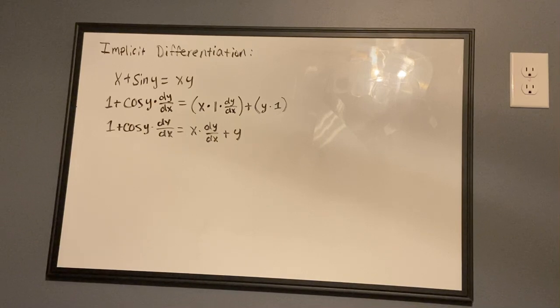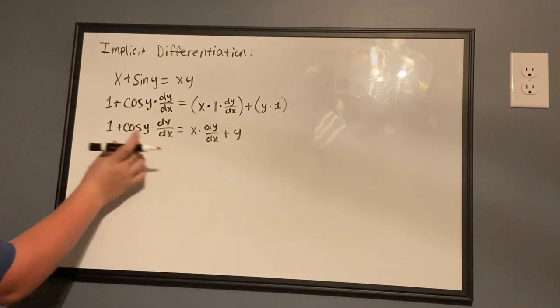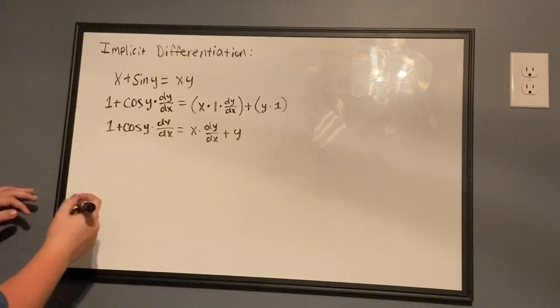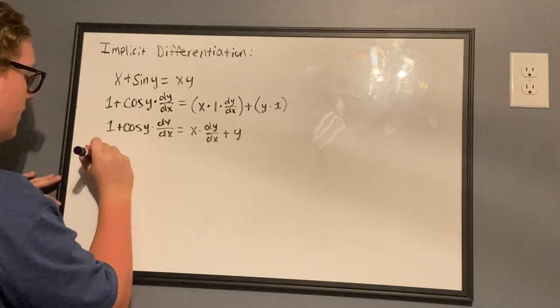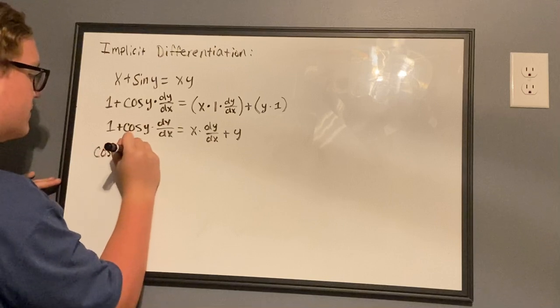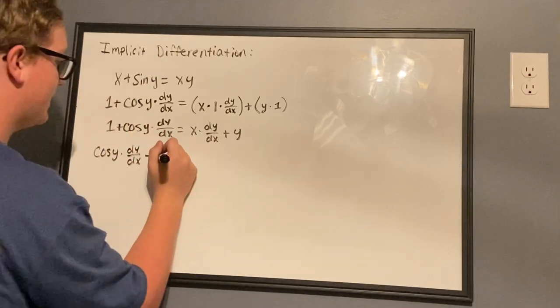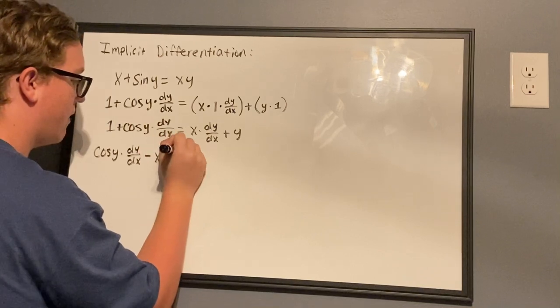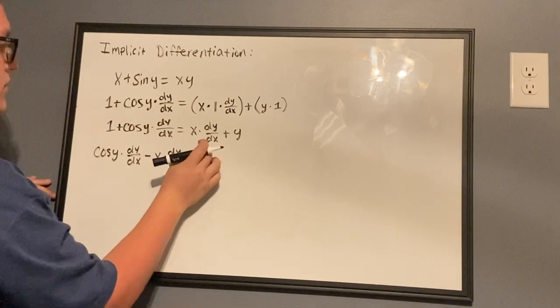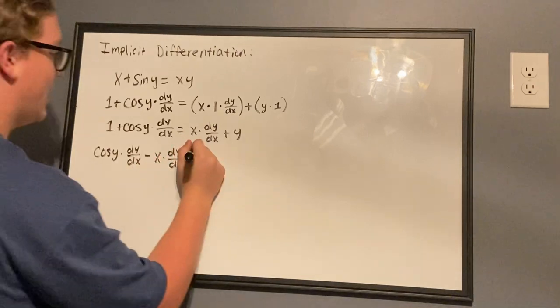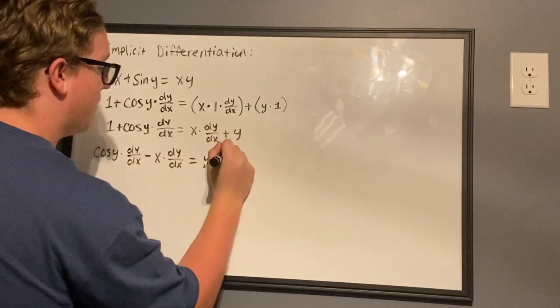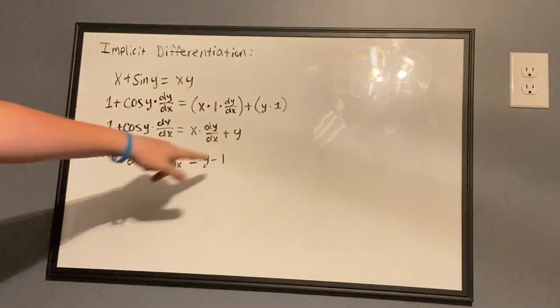Now again, we're going to have to solve for our dy dx. So we need our dy dx on one side and everything that doesn't have dy dx on the other side. So I think the easiest way to do that is going to be to bring this x term over to this side and bring this 1 over here. So we're going to end up with cosine of y times dy dx minus x times dy dx. See, I just subtracted that over to this side. And that equals y minus 1. And this 1, I remember I subtracted over there.